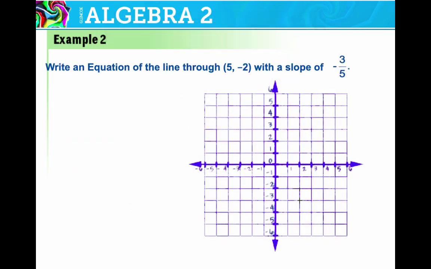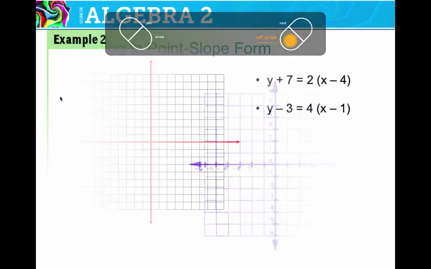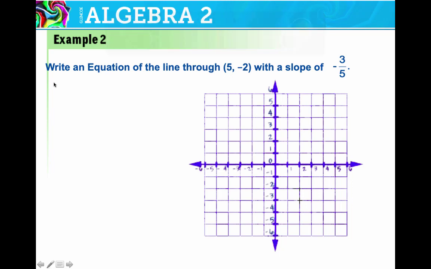Write the equation of the line. So you're going to be using y minus y1 equals m times x minus x1. Here's x1, y1, here's m. Plug them in. Y minus negative 2, that gives you a plus. It's kind of an opposite idea. It's negative 3/5 times x minus 5.